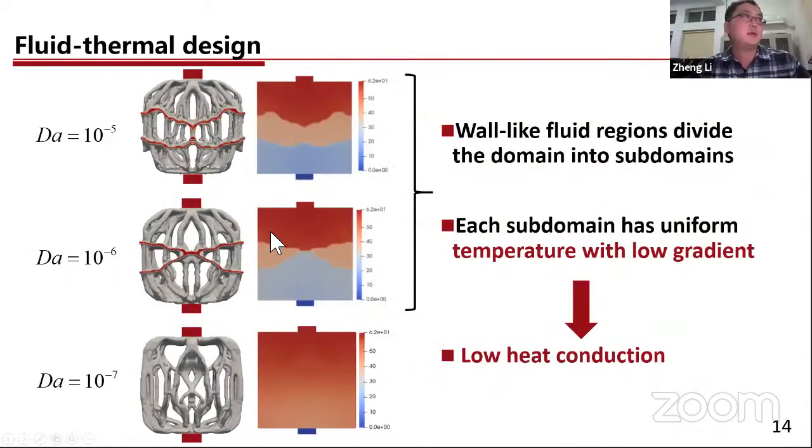Unfortunately, when I saw the distribution of the temperature, I realized this result is actually not good. You can see these fluid walls divide the whole design domain, and each subdomain reaches an almost uniform temperature distribution. That's the problem, because in the solid, the heat moves by heat conduction, and heat conduction is driven by the temperature gradient. So if the temperature is uniform, the temperature gradient must be very low, and so is the heat conduction.